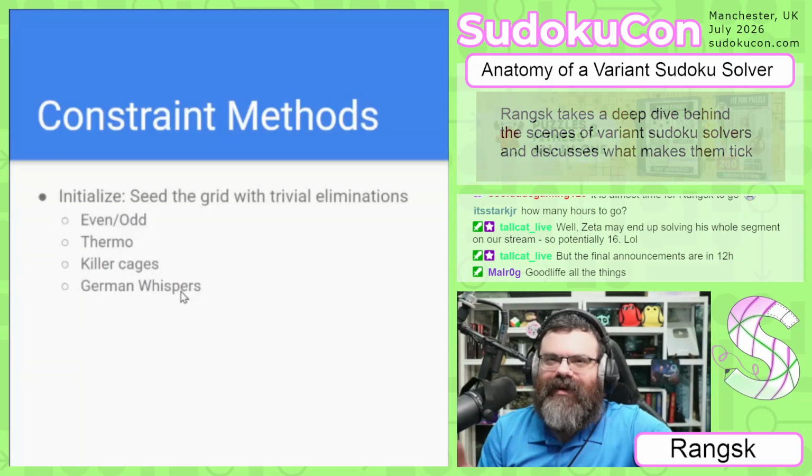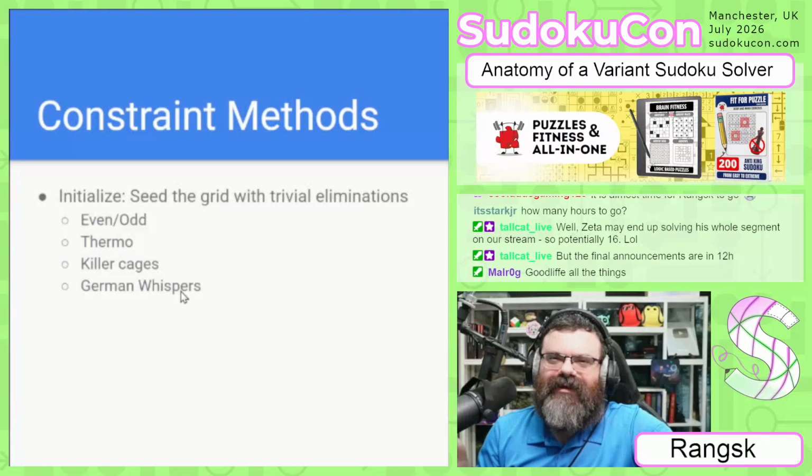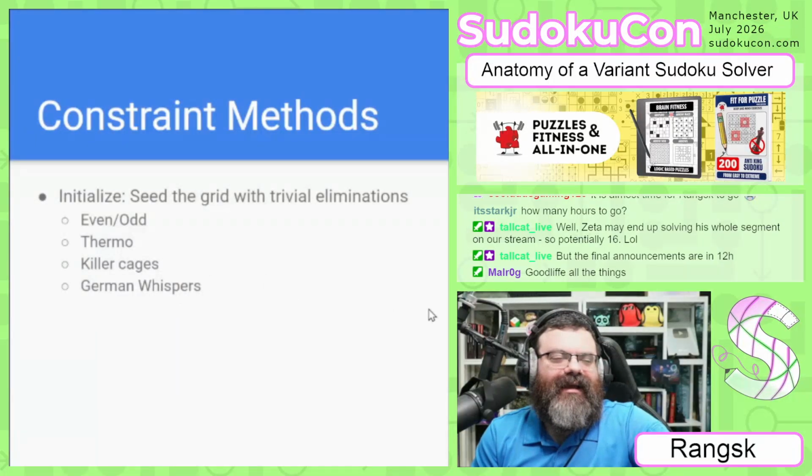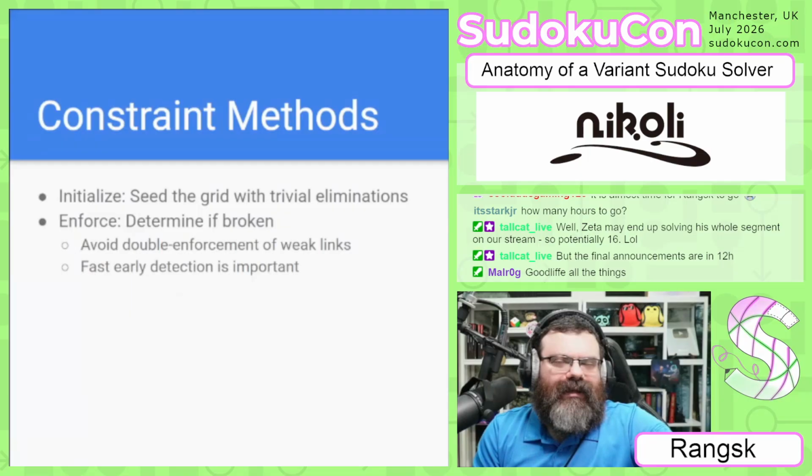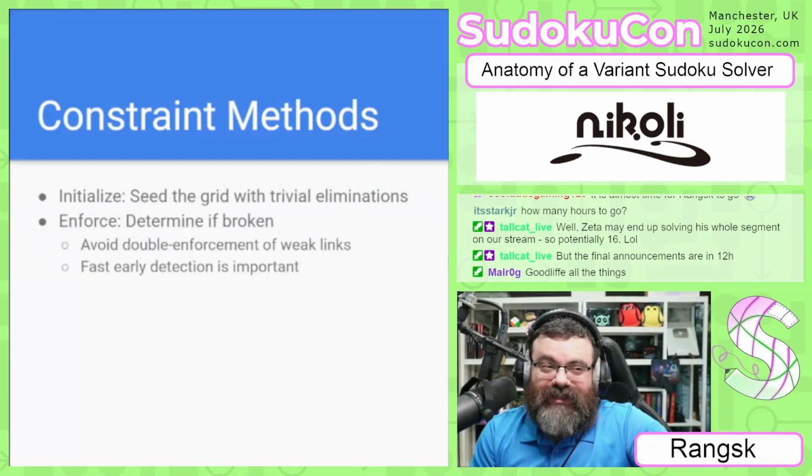German whispers, like in a 9 by 9 German whisper, everyone knows you can't put a 5 on the whisper. So let's just eliminate 5 from the whole line right from the start. That kind of thing. So it's up to the implementer of initialize to determine what is a trivial elimination. But it's just kind of the thing of: would they want to see that as a step? Like, oh, the even constraint as a step that eliminates all the odds from the cell, or does the even constraint just start out already with that eliminated?